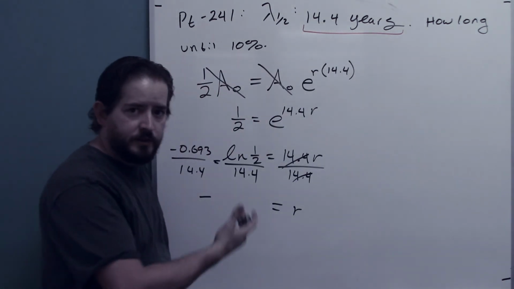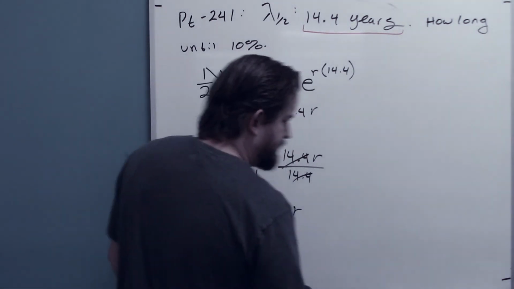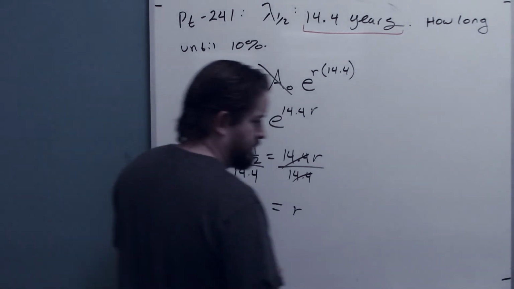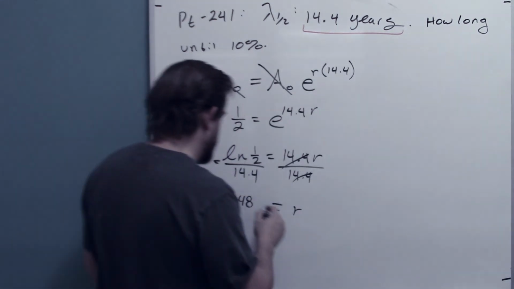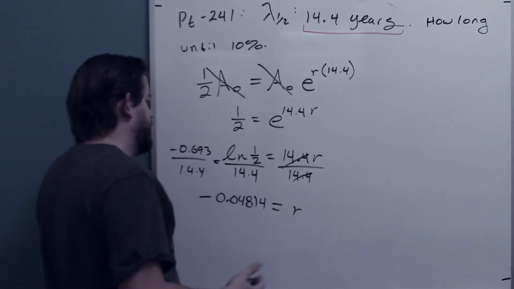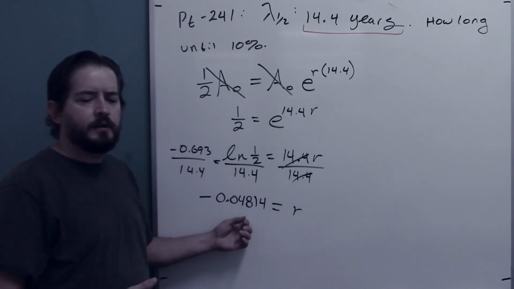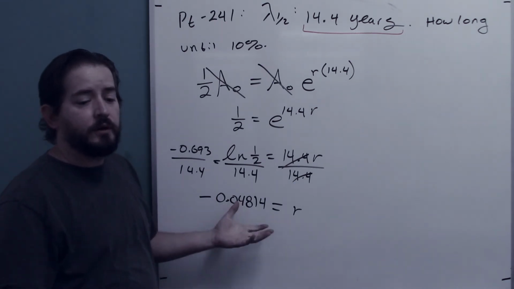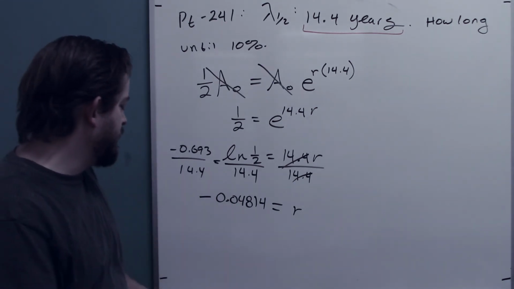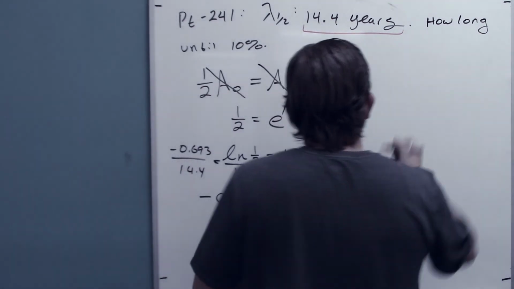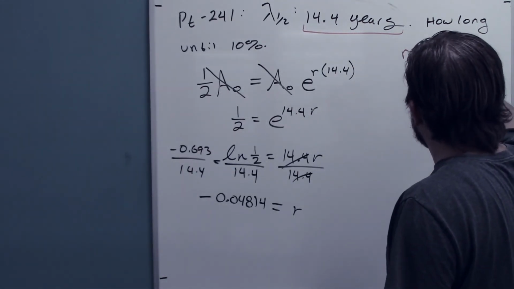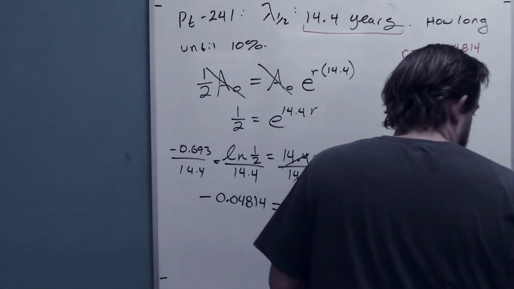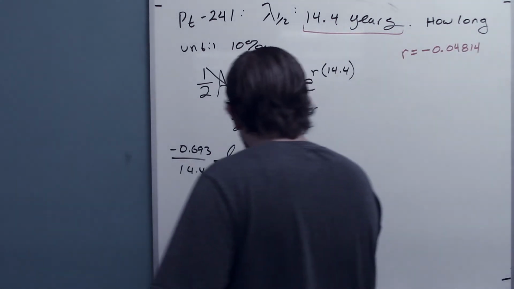Whatever that ends up being, it is negative, and it should be negative because it's decay. I have negative 0.048, 1.3 or 1.4 if I rounded there. And use a bunch of digits, use 4 or 5. It makes the calculation less prone to rounding errors in the end. But I found my R. Now that I found my R, I can do the other part of this calculation.